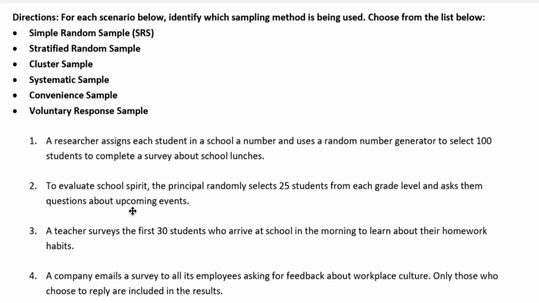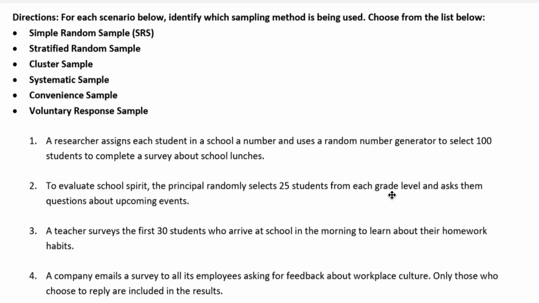Second, to evaluate school spirit, the principal randomly selects 25 students from each grade level and asks them questions about upcoming events. So a hint for this question is each grade level. That should remind you about stratified random sample.